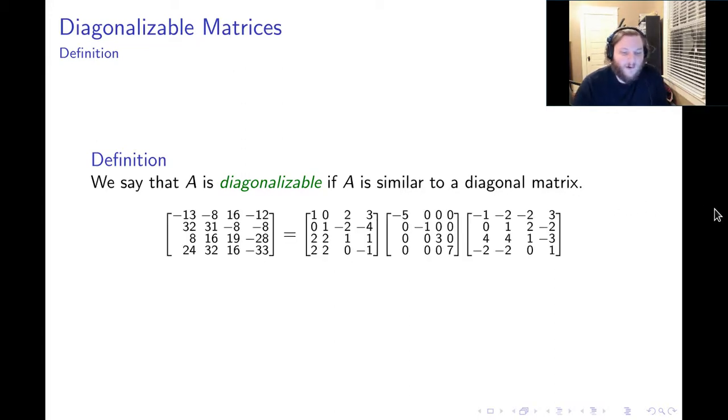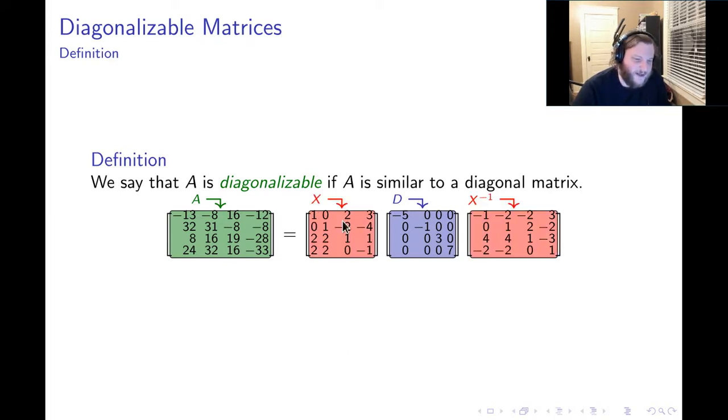So here's an example illustrating the equation telling us that a certain matrix is diagonalizable. Here I have a 4x4 matrix on the left. Let's call that matrix A. And what we're doing is expressing A as the product of three matrices. This matrix in the middle is some matrix D, and D is being multiplied on the left by a matrix X and on the right by a matrix X inverse. Notice that D here is a diagonal matrix. The only non-zero entries in D are on the diagonal. So this equation is telling us that A is diagonalizable, because A is similar to a diagonal matrix.